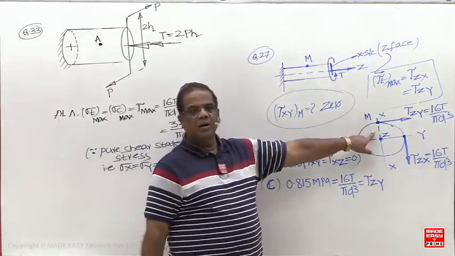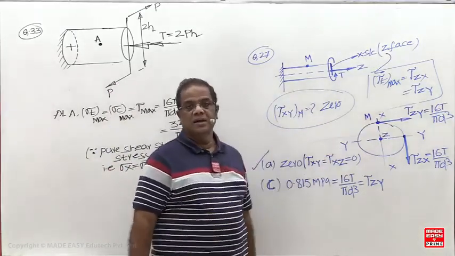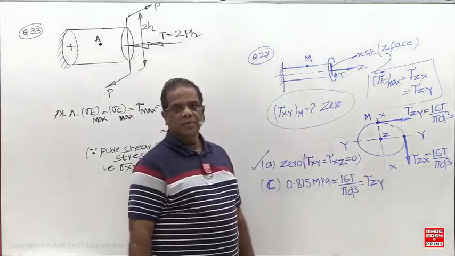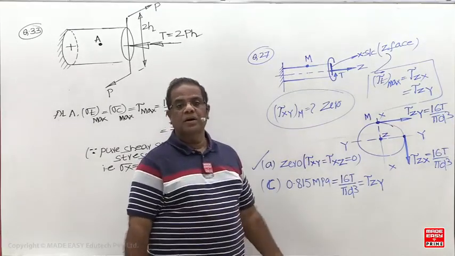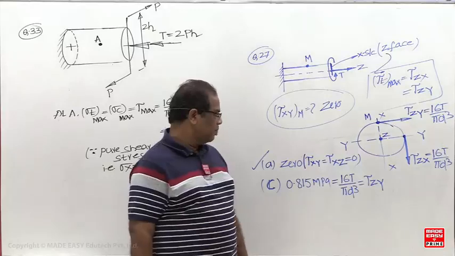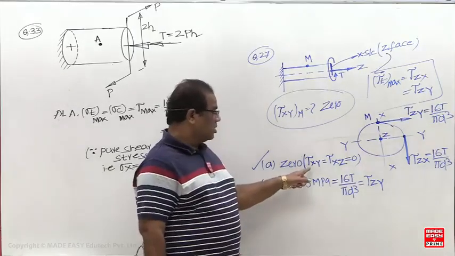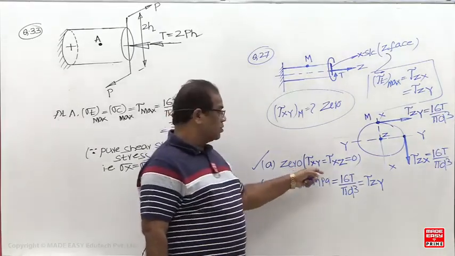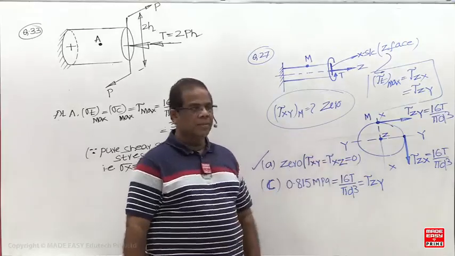At this point M, only tau zy is there. Tau zy means tau yz is also non-zero. So which stresses are 0? Tau xy 0, tau yx 0, tau xz 0, tau zx 0.